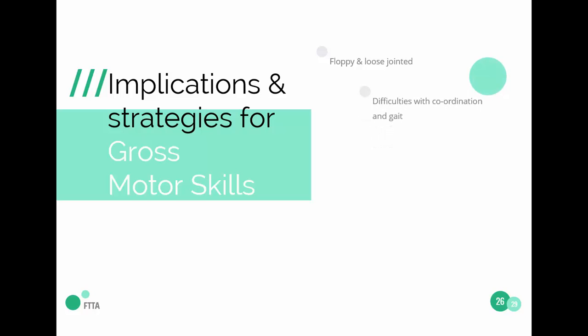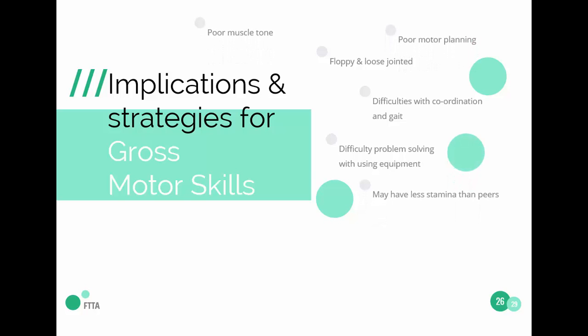Gross motor skills. So again, gross motor skills are the big motor skills. So that's for throwing a basketball, running, jumping, things like that. Things you may notice: floppy and loose jointed. Difficulties with coordination and gait. So gait sort of means walking. Difficulty problem solving when using equipment. Poor motor planning, poor muscle tone. May have less stamina than their peers. So that means they might not be able to exercise for as long without getting tired.